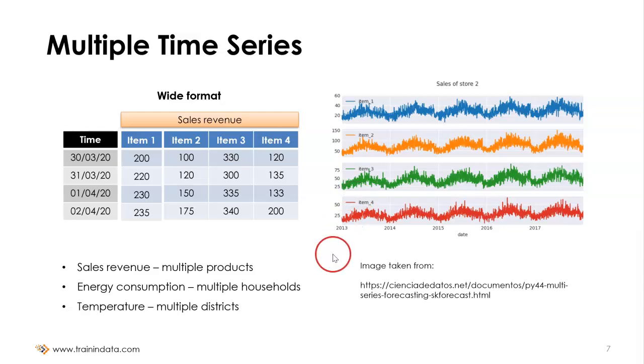This is an illustration that I took from the skforecast documentation. This table representation that we see here is what we call wide format, where we have one time series per column. Examples of multiple time series are, as we mentioned, the sales of multiple products or the sales in multiple cities, and also the energy consumption in multiple households or the temperature recorded in multiple districts.